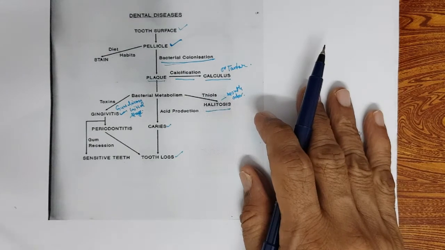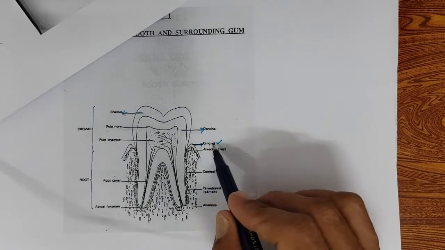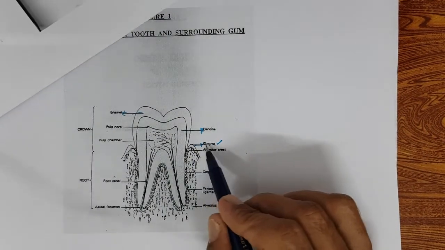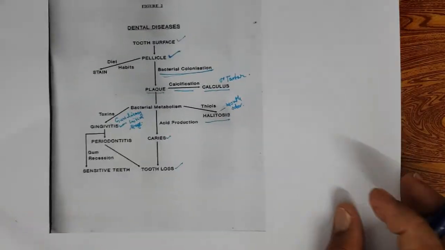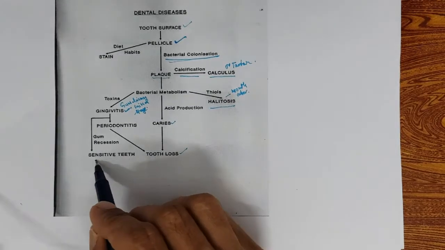So what is the gum? Gingiva. This is gingiva, and another name is gum. So gum recession, and then you get sensitive teeth.